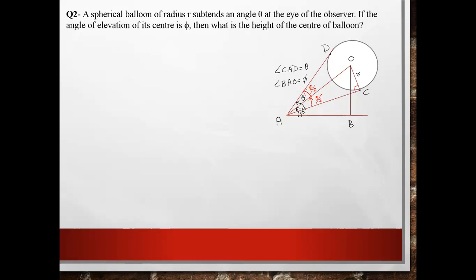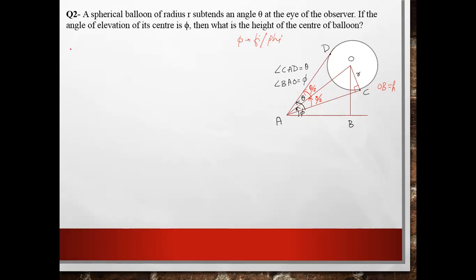now, from the eye, the angle of elevation of the center is given, it is phi. This is where it is phi. All right, or phi. You can read it any way. So this is phi. All right. We have to calculate the height of the center of the balloon. So this OB, I'm considering it as H. We have to calculate basically the value of this height OB.